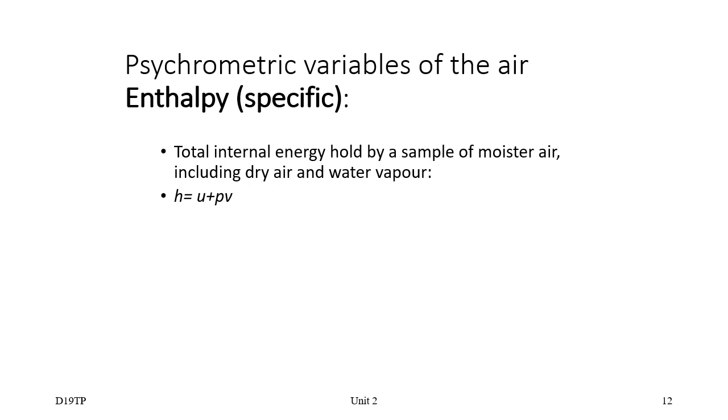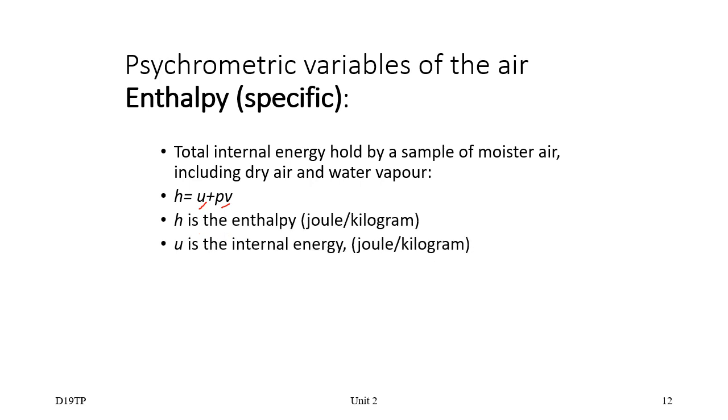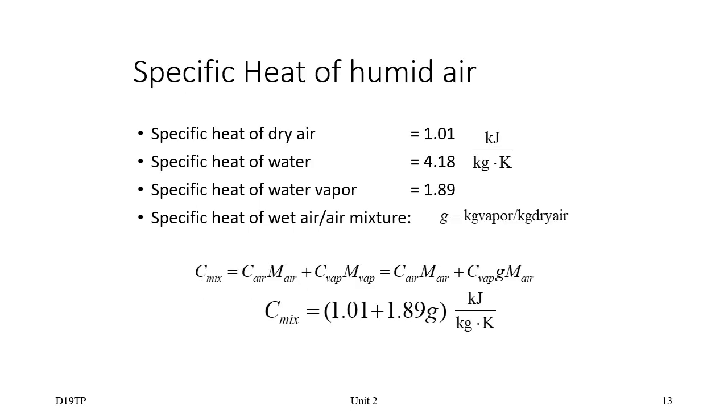As we said already, the enthalpy is some kind of energy contained in a piece of air. So it has two components. One is the sensible, the other is vapor. If H represents enthalpy, then U will be the sensible energy, and P will be the pressure, vapor pressure, which is basically the moisture content.